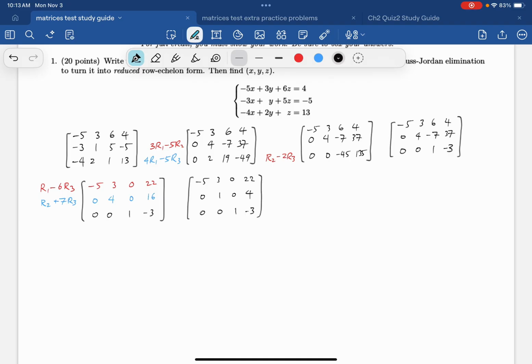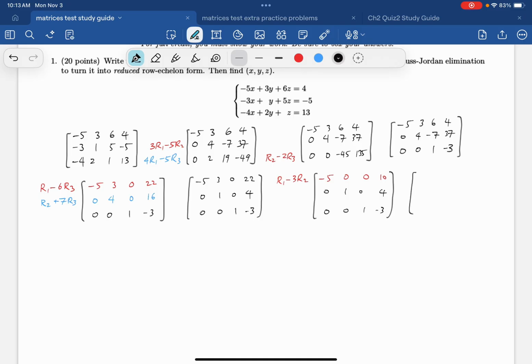Okay, and so finally my last step is to get rid of this 3 here. And so I can just change the top to R1 minus 3R2. And that leaves me with negative 5, negative 5, 0, 0, 22 minus 12, it's 10. Okay, and I'm almost in reduced row echelon form, just need to get all those to ones, all the diagonals.